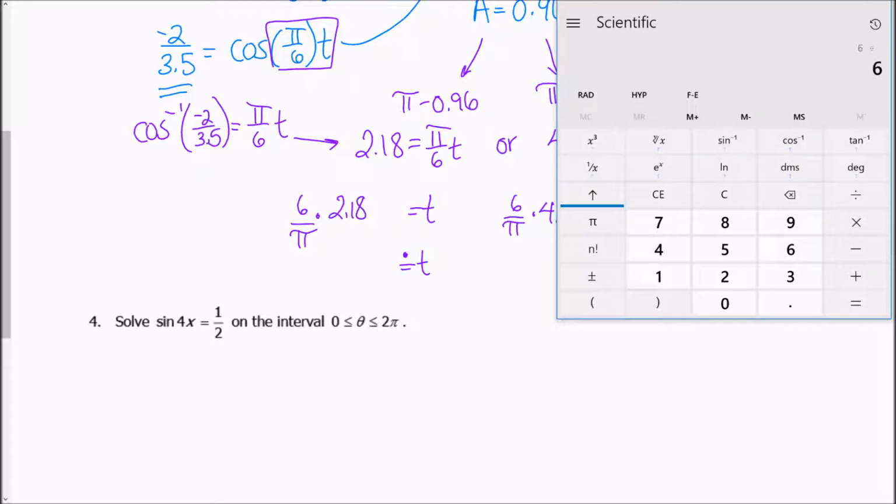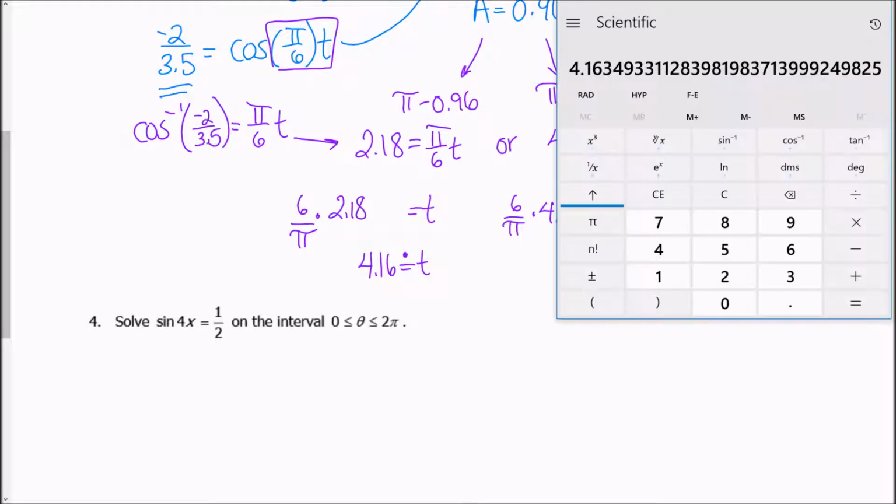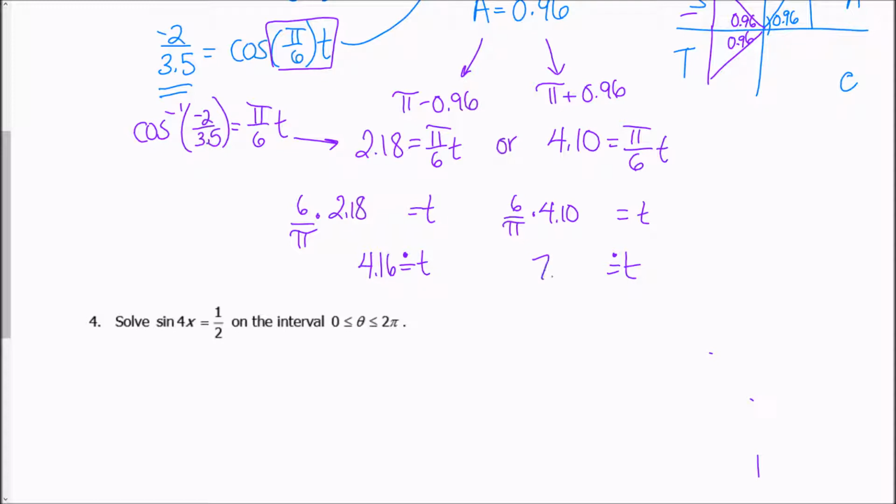So 6 over pi times 2.18, we end up getting 4.16. So here t is approximately equal to 4.16. And here we end up getting 6 over pi times 4.10. And we get here that t is approximately equal to 7.83.